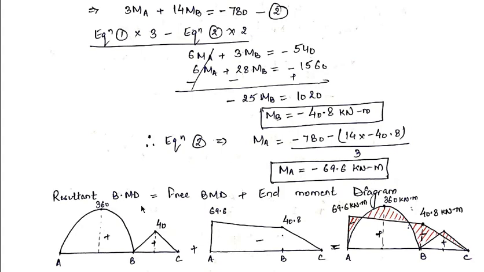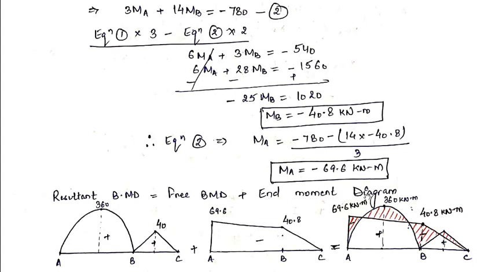Now we also have to draw the bending moment diagram in this question, and we know that the resultant bending moment diagram for the continuous beam is equal to the superposition of the free bending moment diagram and the end moment diagram. So the free bending moment diagram is like this. For the AB span, it is this with a maximum value of 360 kilonewton meter. For the BC span, it is this with a maximum value of 40 kilonewton meter.